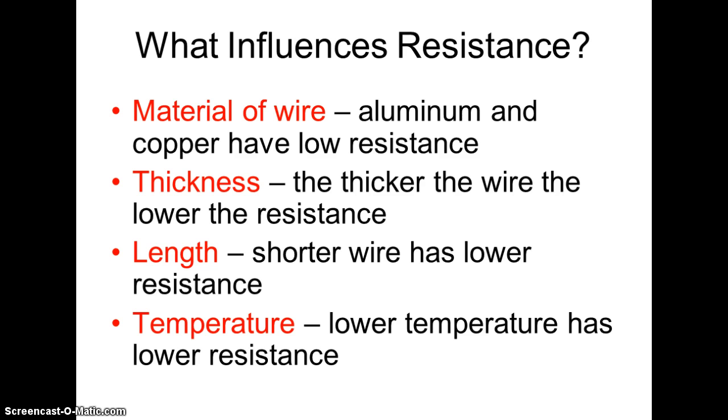Three things can influence resistance: the material of the wire. If it's a good conductor, it's going to have a low resistance. The thickness of the wire. The thicker the wire, the lower the resistance. The length. If it's shorter, it has a lower resistance. And the temperature. Lower temperature, lower resistance. Know those 4 things that will influence the resistance.